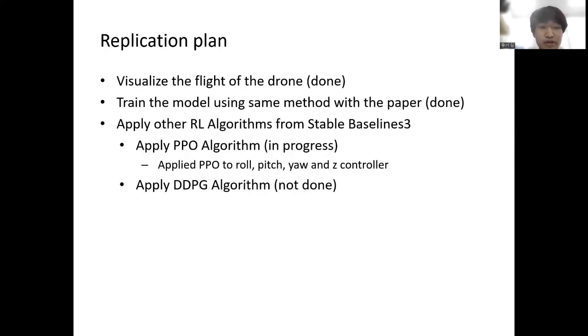Here is the replication plan. We plan to visualize the flight of the drone for the test and train the model using the same method as the paper. After that, we are applying other algorithms from Stable Baselines 3 like PPO and DDPG to train the controllers. We are done with visualization of the drone and training the model with the original method. We also applied PPO to roll, pitch, yaw, and G controllers. We are planning to apply PPO to X and Y controllers and apply DDPG to train the controllers.